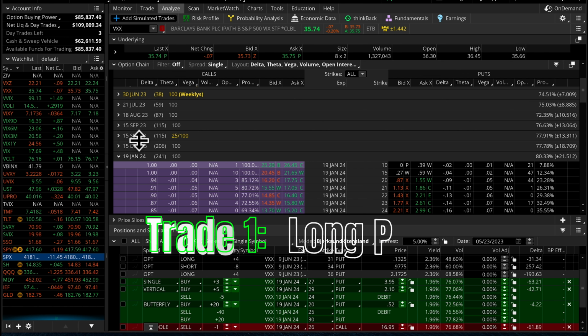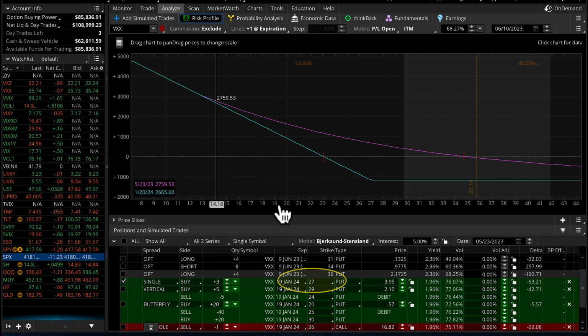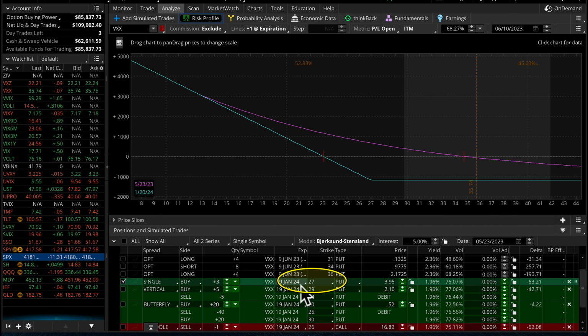So let's get started. The first trade we're going to open is just your basic run-of-the-mill put option, and that's going to look like this. This one is for a 27 strike. And remember, since we're doing 5 trades here, I do have to make sure we're using different strikes for each of them. I can't double up on any of these.